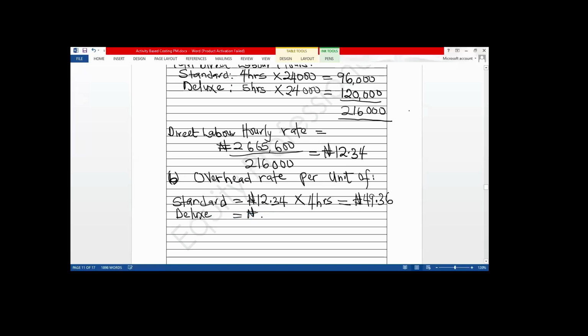Then you come here, we have 12.34. What is the labor hours to produce 1 unit of doulos? 5 hours. 61.70 per unit. Look at it. This is overhead rate per unit of standard, 49.36. Overhead rate per unit of doulos, 61.70. All right, that's fine. We are done with the B part.